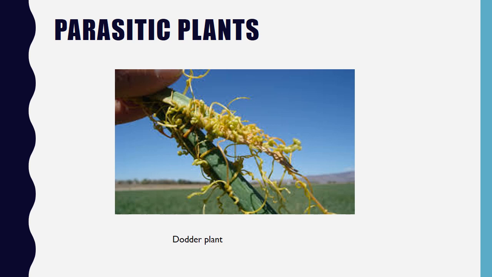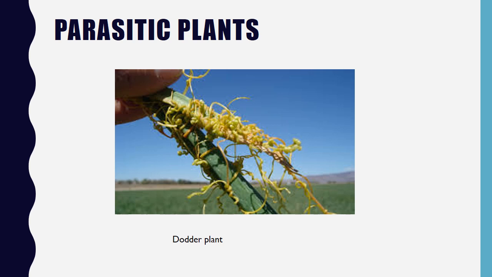Okay, parasitic plants. As the name suggests, parasitic plants are like a dodder plant. You can see the picture of the dodder plant. This is a parasitic plant. Parasitic plants are plants which grow on other plants, and these plants get food and water from the host plant.